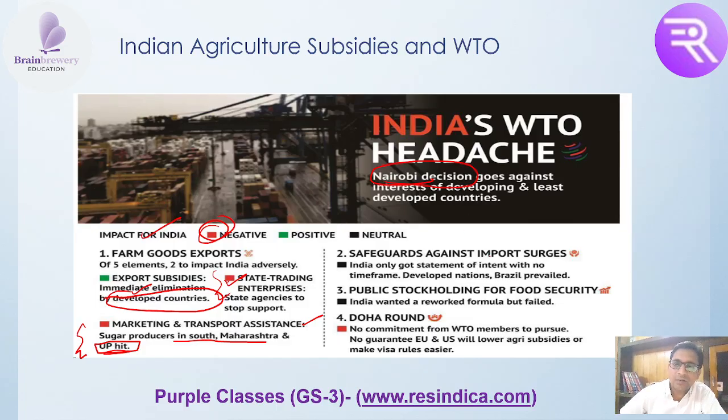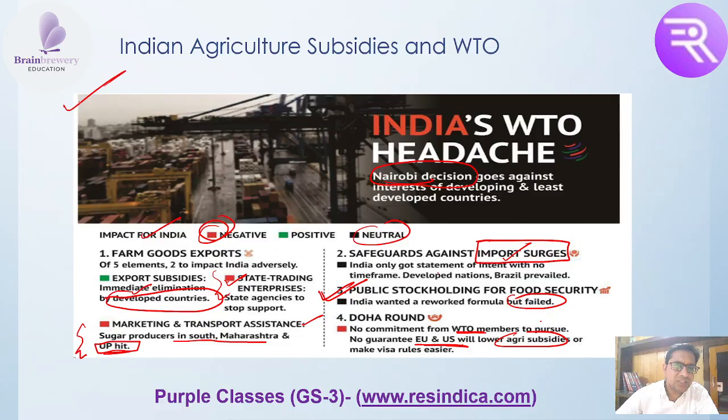Then safeguard against import surges. This is a neutral concept because India got a statement of intent with no time frame. That means India can act anytime on an import surge. Like if there is any import surge happening, you can immediately take certain special safeguard measures. Okay. Then public stockholding. India wanted a new formula, but India failed in that. So we are still finding a formula for what we can do for our Indian public distribution system. Then Doha round: no commitment on WTO members to pursue it, and no guarantee that the European Union and US will lower agriculture subsidy. So this is just a picture to make you understand in a shorter way, right?